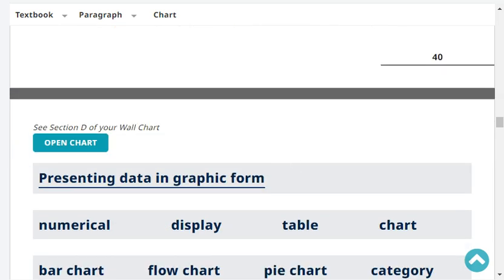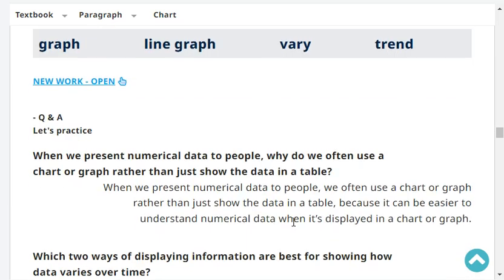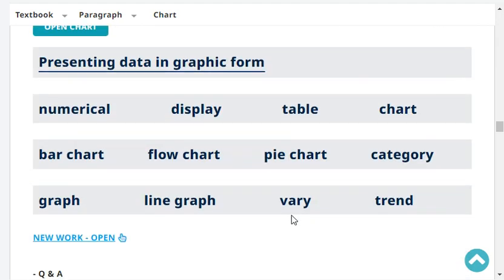Very good. One moment. Let me reconnect again. Okay. Very good. So let's continue.